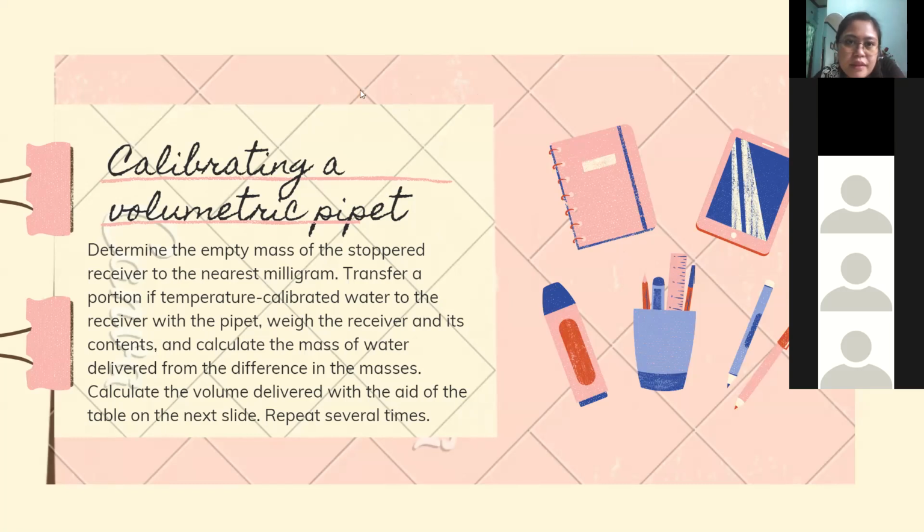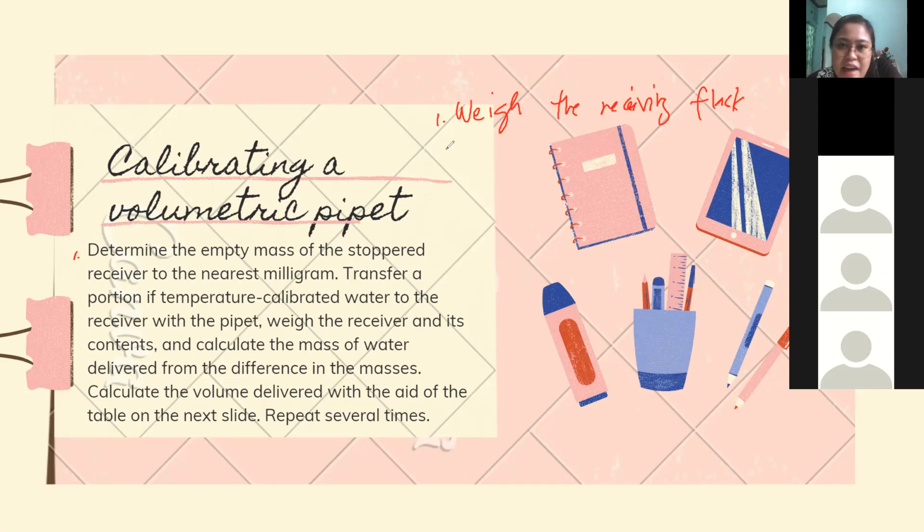Okay. The first step actually is to weigh the receiving flask. Ayan, receiving flask, including the stopper ha. So that's the first step. Determine the empty mass of the stoppered receiver to the nearest milligram. So actually, pwede po in grams.